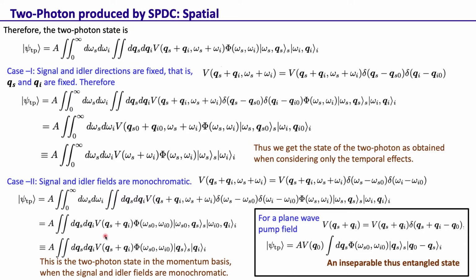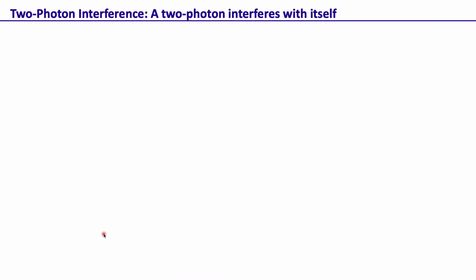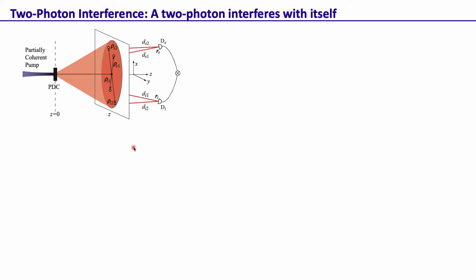Okay, so now that we have derived the 2-photon state, let's look at the 2-photon interference effect that one can see with these kinds of states. So here is a generic 2-photon interference setup. Here we have a partially coherent pump, so it need not be a fully coherent pump. It's a partially coherent pump producing down conversion, so signal idler fields get produced. These fields then go through this screen, which has these 4 apertures, 4 holes.